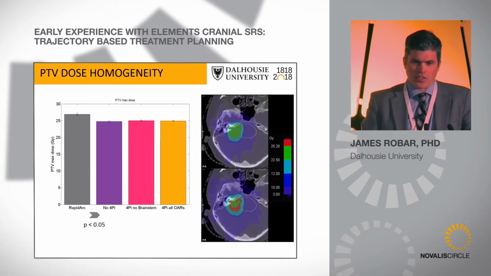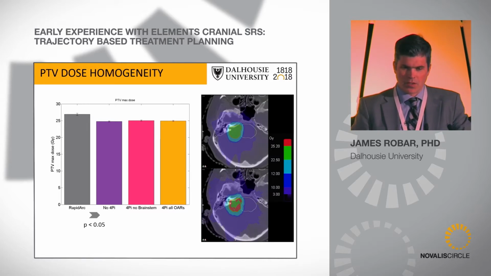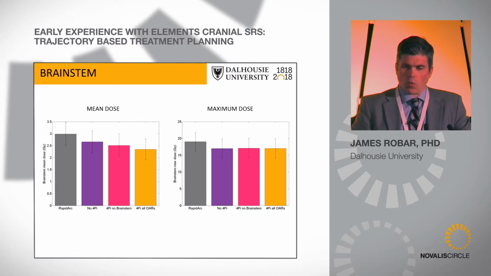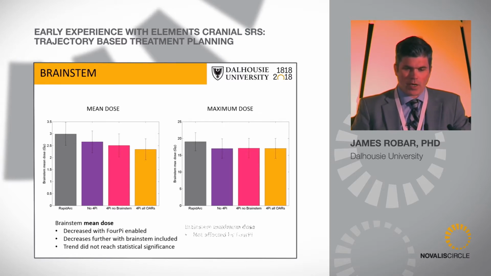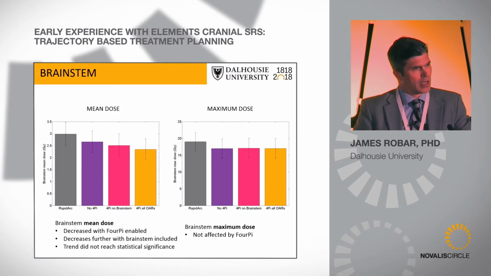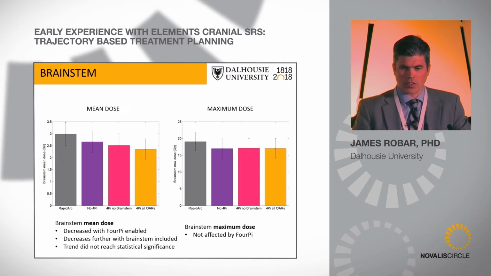If we move to the brainstem, we can see a trend here. So when we move to Elements but with no 4-pi, we saw slightly improved mean dose. When we actually turned on 4-pi, but with no brainstem, we actually saw a slight improvement. And I think that was serendipitous. The arcs were being optimized to spare optic structures, and that had an effect on the brainstem. And then when we allowed the 4-pi algorithm to actually consider the brainstem as well, we saw an additional improvement.